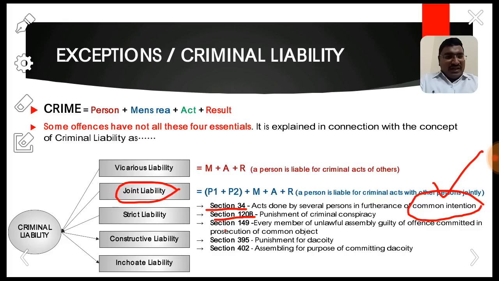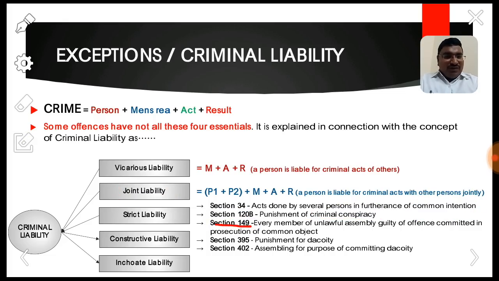According to Section 120B, criminal conspiracy. In order to constitute criminal conspiracy, there should be at least more than one person. There should be at least two or more than two persons. Here, one person cannot make a criminal conspiracy. One plus some other persons can make the criminal conspiracy.